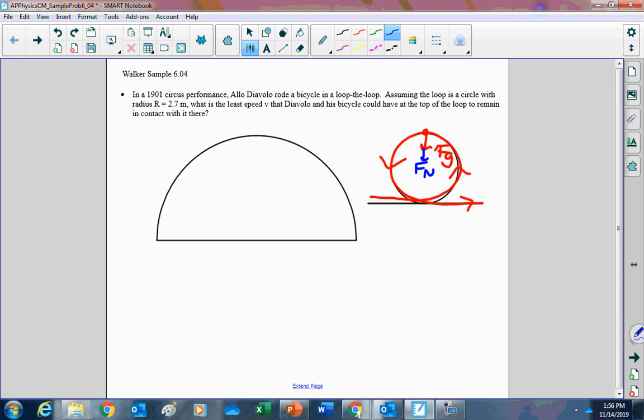So then let's assume now that lowest or least speed means that we have the lowest centripetal acceleration around this circle, and that means that we've got Fn going to 0. So although the biker is staying in contact with the circle, the circle isn't actually putting any pressure, so to speak, on the tires of the bike.